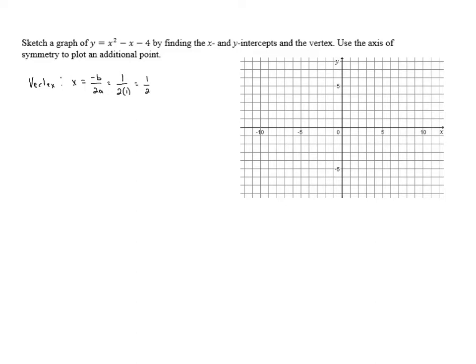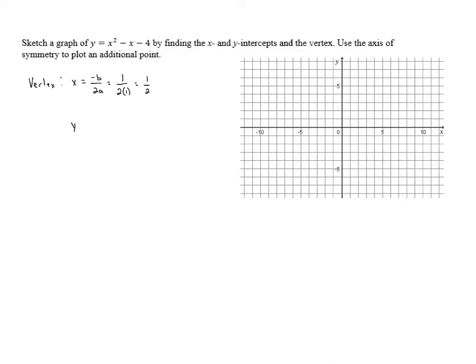This is a beautiful example of why it's important for us to use the vertex method instead of just a table of values, because no one would choose to have 1/2 in their table of values, and so you'd be very, very unlikely to happen upon the vertex in your table of values.